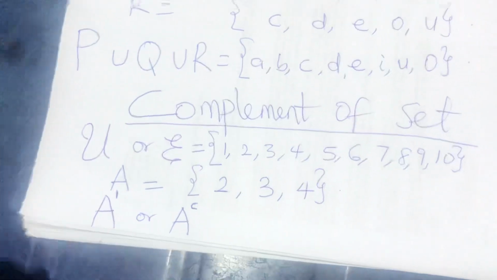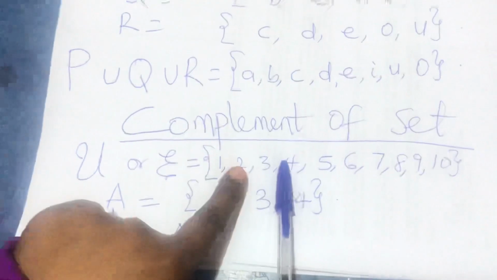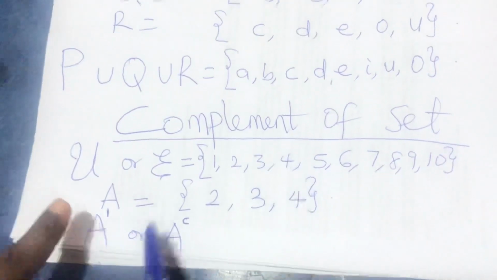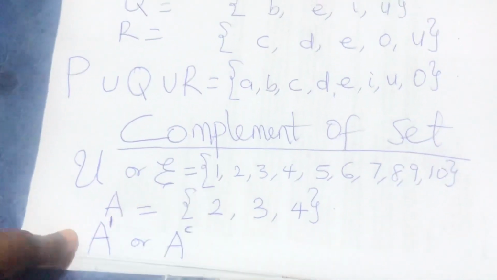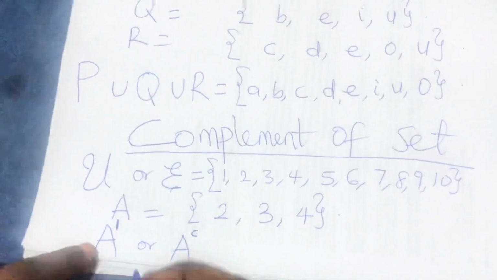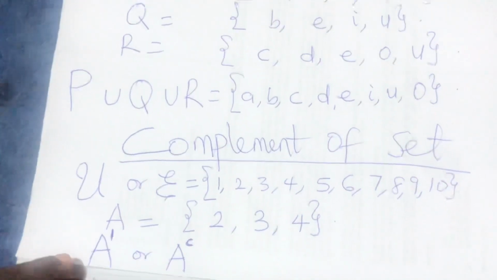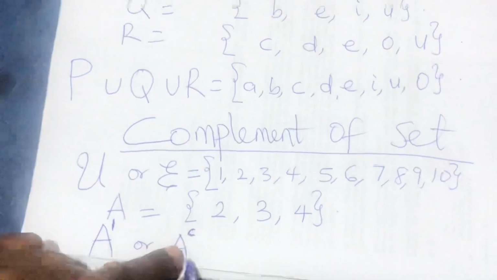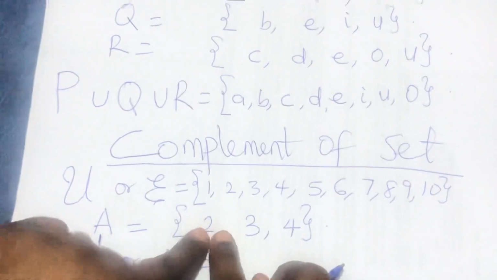Let me say it again. A universal set is a set that consists of all the elements under consideration. I explained it; if you have not watched that video, please go and watch it. So A complement will be all the elements that are present in the universal set but not present in A, and it is denoted with a prime or small letter c. So A prime, or A raised to the power small c, will be all the elements that we can find in the universal set but cannot find in A.